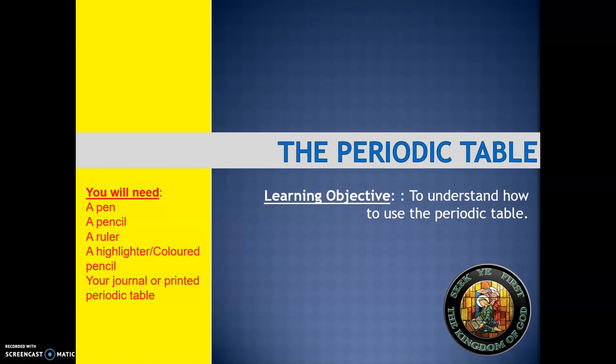Before we get started, can you please make sure you have a pen, a pencil, a ruler, a highlighter or a coloured pencil, and your journal, because you're going to need your periodic table or a printed periodic table if you can. Okay. Can you just pause the video for 10 seconds and write down the learning objective: to understand how to use the periodic table?